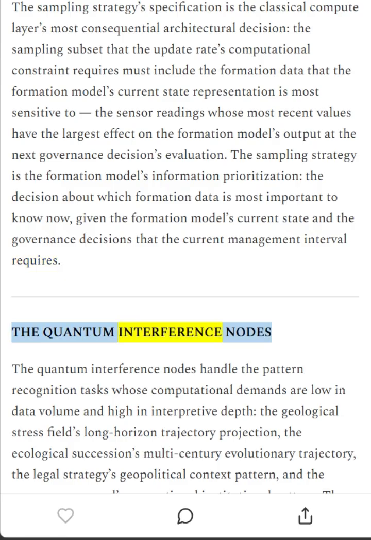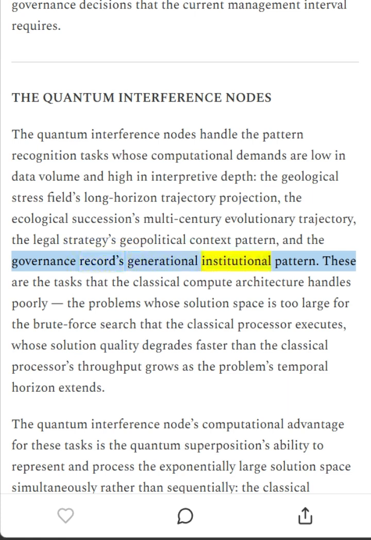The quantum interference nodes. The quantum interference nodes handle the pattern recognition tasks whose computational demands are low in data volume and high in interpretive depth. The geological stress field's long-horizon trajectory projection, the ecological succession's multi-century evolutionary trajectory, the legal strategy's geopolitical context pattern, and the governance record's generational institutional pattern.